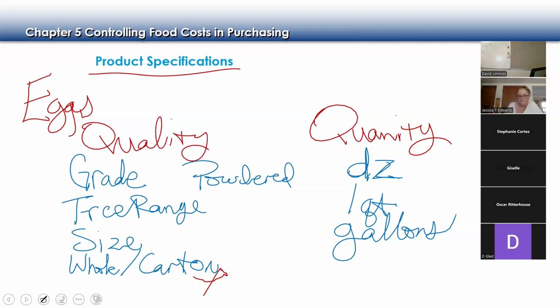So it's important to know what our product specifications are, what the quality is, what the quantity is that we want. Why do we need to know what the quantity is? So we know how much we're purchasing. When we purchase it, that's money, right? So that's money built into what we are paying for our ingredients.